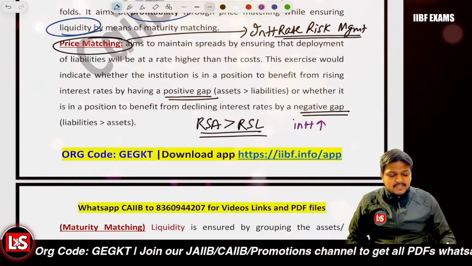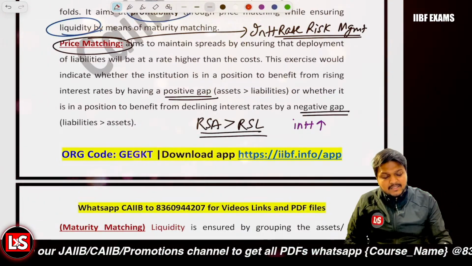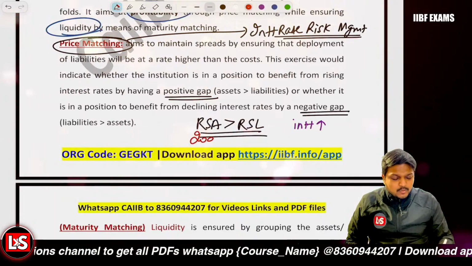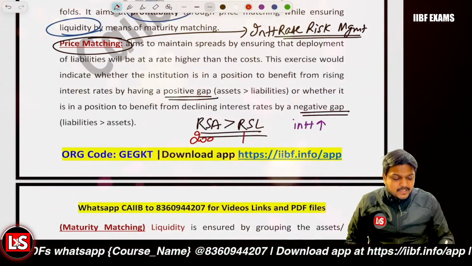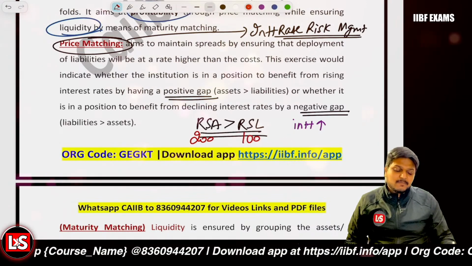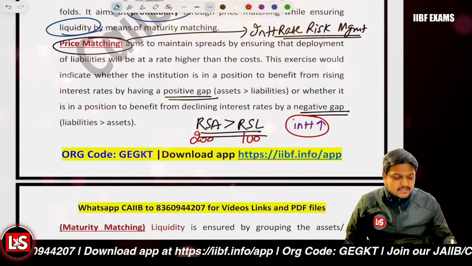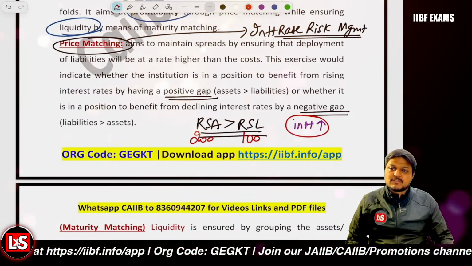Definitely, if the interest rate is increasing and we have more rate sensitive assets, let's say the assets affected by a change in interest rates are 200 crore, and the liabilities affected by a change in interest rates are 100 crore. Then if interest rates increase for both the assets and the liabilities, we will make much more profit, because we have the positive gap.